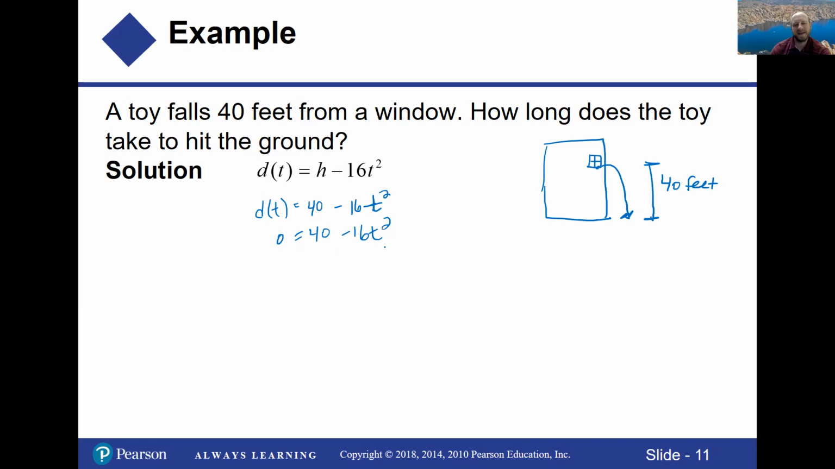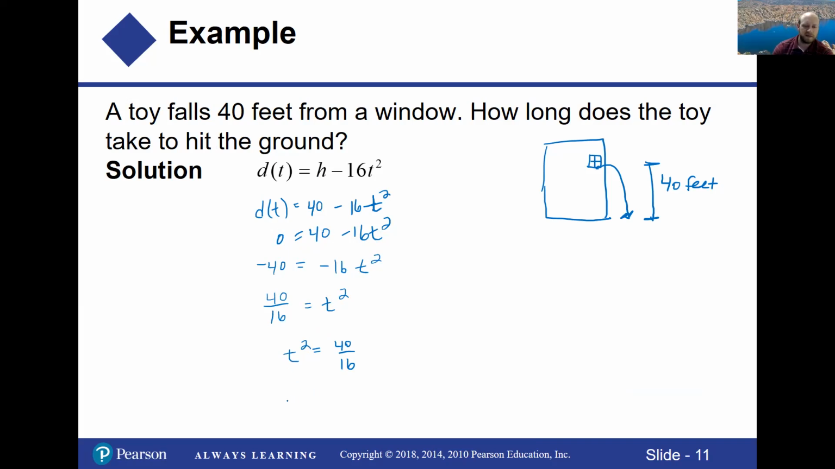So we need to isolate t. We need to get t alone. So I'm going to first subtract 40. So I'm going to have negative 40 on this side equals negative 16t squared. Divide by negative 16, that's going to make this a positive 40 over 16 equals t squared. Actually, I'm going to turn this around so it looks a little bit nicer. So I have t squared equals 40 over 16.